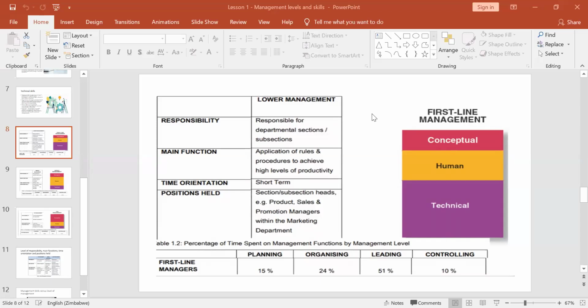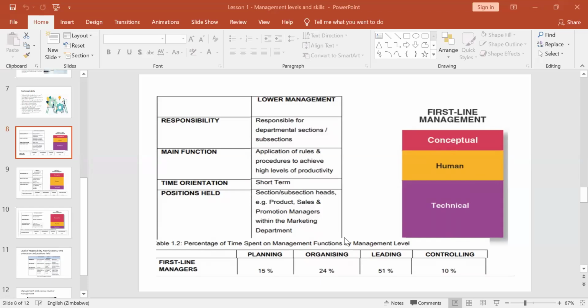However, they also need human skills because they deal with people, they are leading people. And yes, they also need conceptual skills. They need to have an understanding of the organization and its strategic lifespan. So they need more technical skills, a bit of human skills, and the conceptual skills.